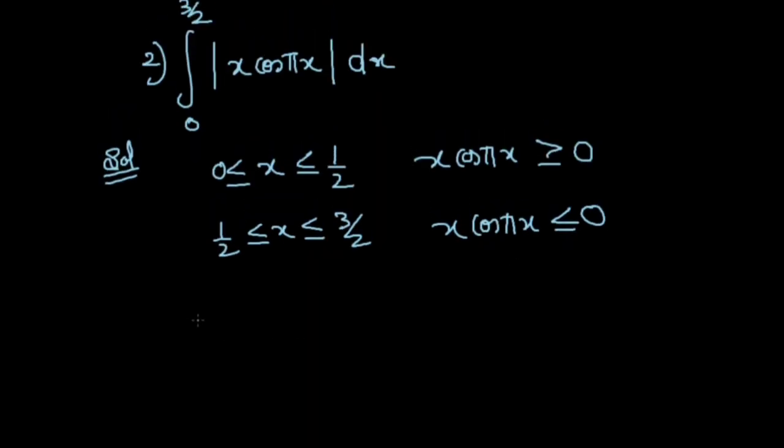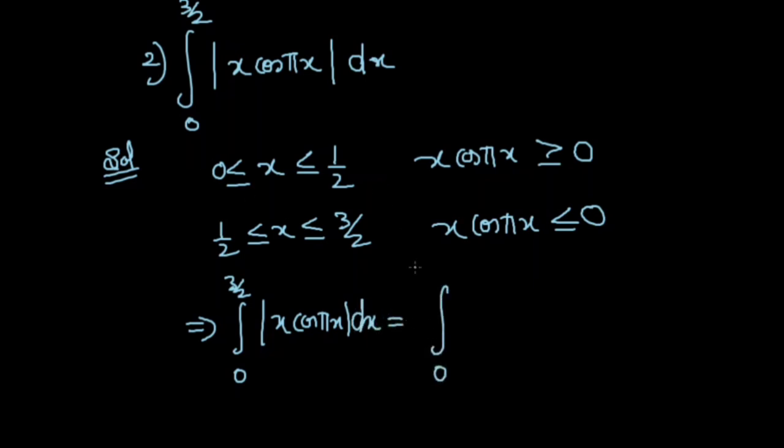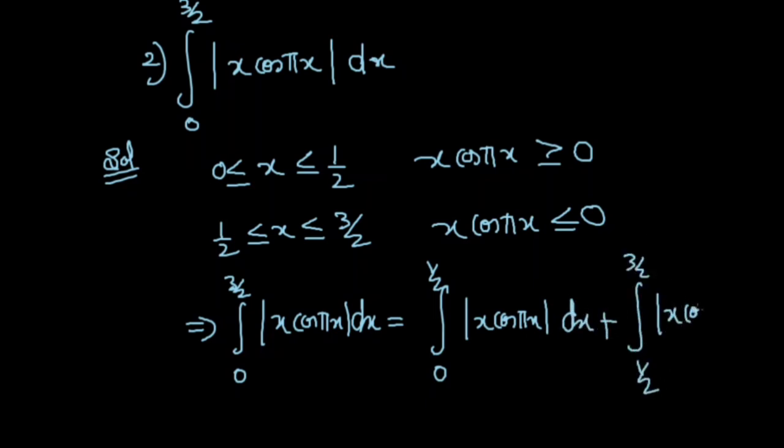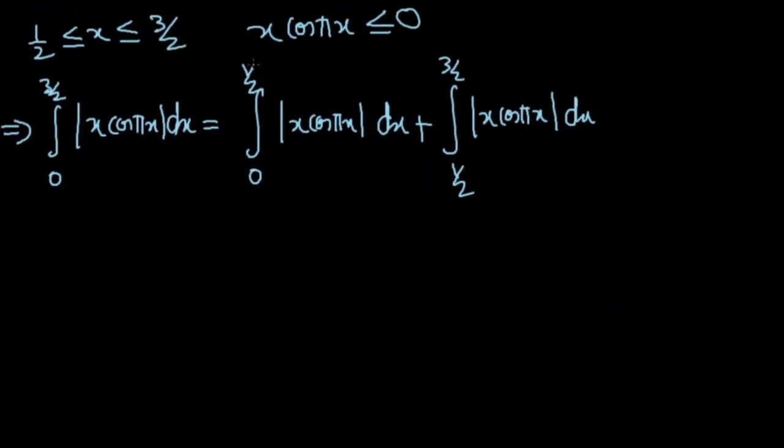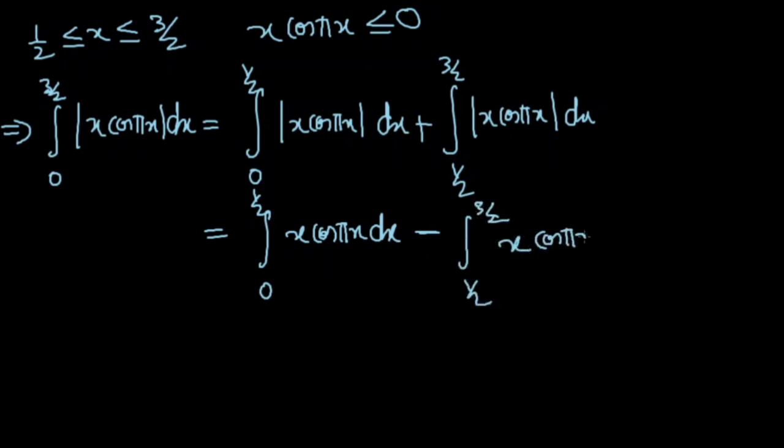Now let's solve the problem. Integration from 0 to 3 by 2 of mod x cos pi x dx is equal to integration from 0 to 1 by 2 of mod x cos pi x dx plus integration from 1 by 2 to 3 by 2 of mod x cos pi x dx. From 0 to 1 by 2, the function opens directly with positive: integration of x cos pi x dx. From 1 by 2 to 3 by 2, the modulus function opens with negative, so we write minus outside: minus integration from 1 by 2 to 3 by 2 of x cos pi x dx.